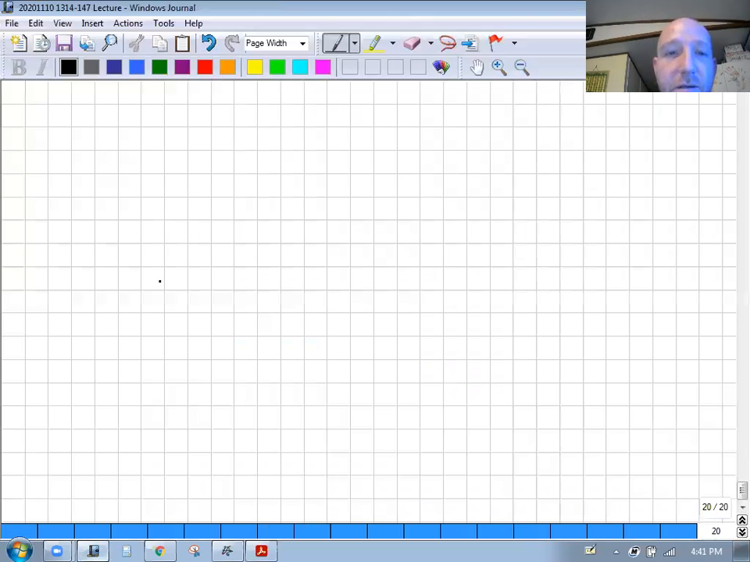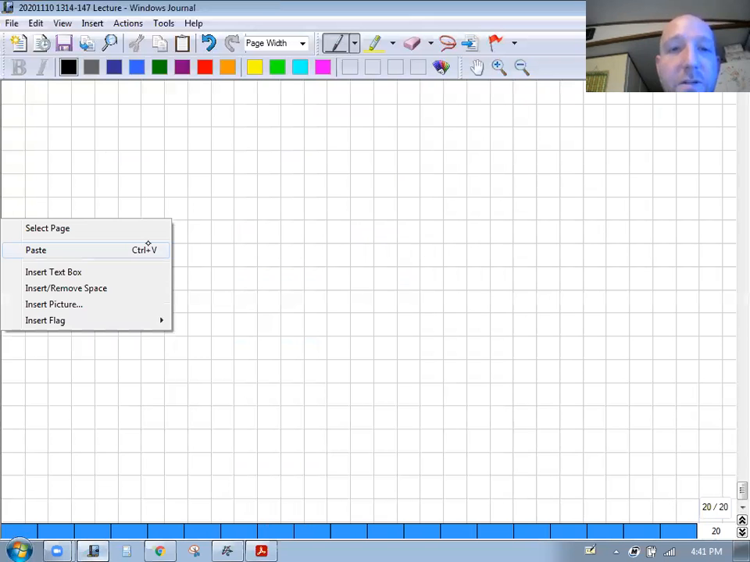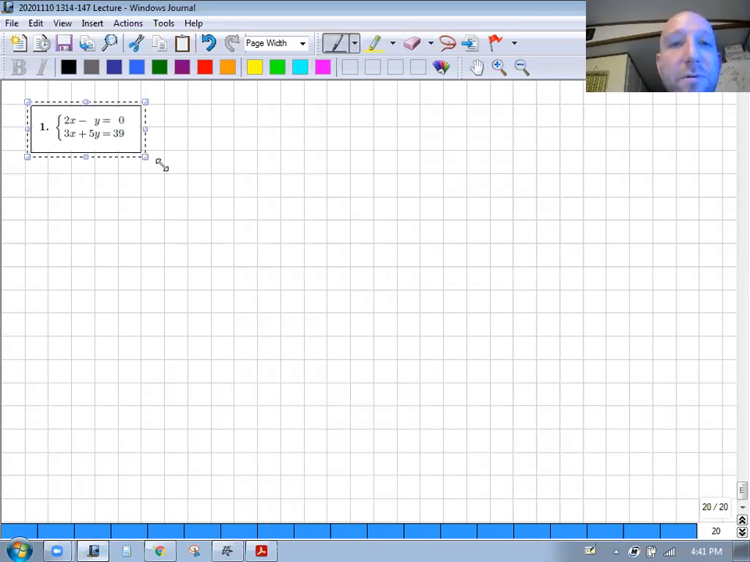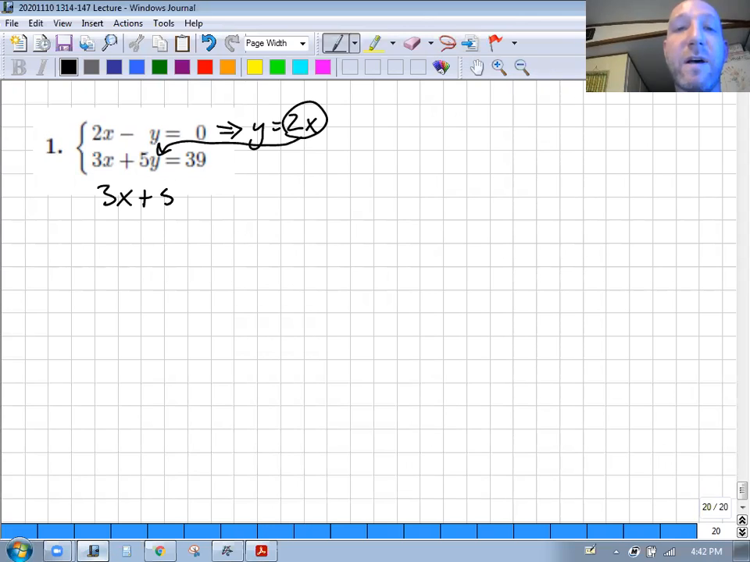All right, let's see. Actually, let's just grab one of these. Solve the system using a valid geometric approach. Well, let's try doing what we did before, where we did substitution, right? If we rewrite this first one, we can rewrite it as y equals 2x. Then we'll plug that in for the y here, right? That'll give us 3x plus 5 times 2x equals 39.